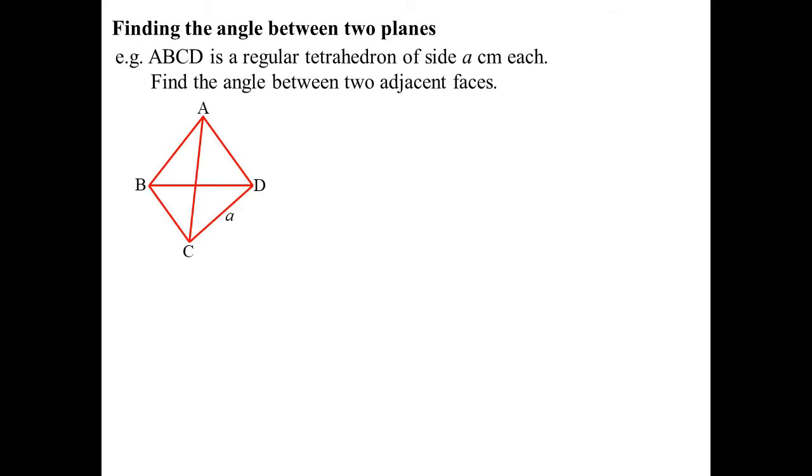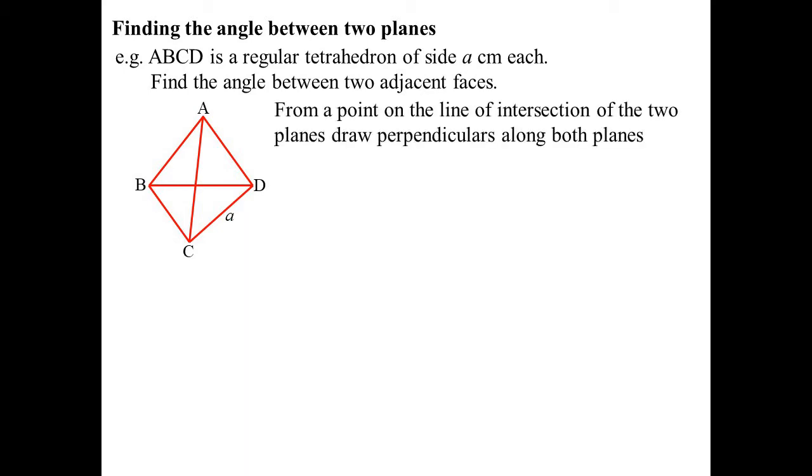Sometimes we have to find the angle between 2 planes. So 2 flat surfaces. So this one's a little bit more interesting. ABCD is a tetrahedron and the length of each side is a. Find the angle between 2 adjacent faces. So the faces are planes, the angle that they meet. From a point on the line of intersection of the 2 planes, because 2 planes will meet at a line, from any point there you like, draw perpendiculars from that point along the plane.